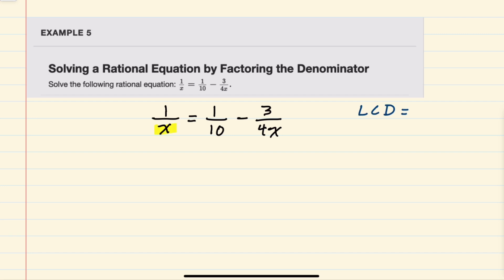Our denominators are x, 10, and 4x. So the lowest common denominator, or the smallest number that is divisible by each of these, is 20x. And now that I have the lowest common denominator, I know that if I multiply each term on the left and right by the lowest common denominator, then all of these denominators will cancel.